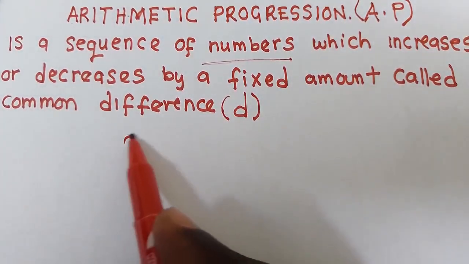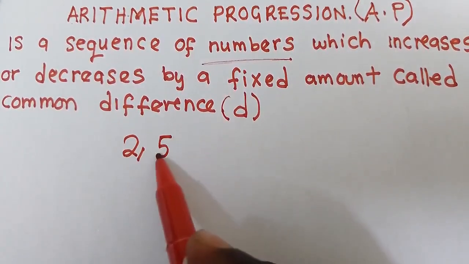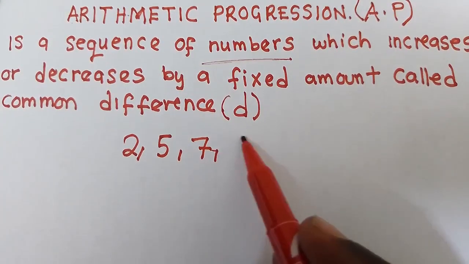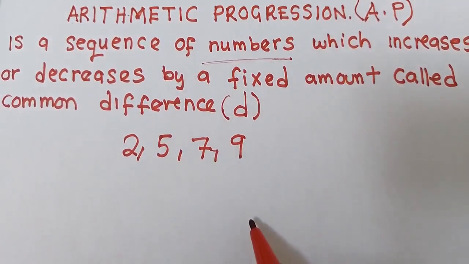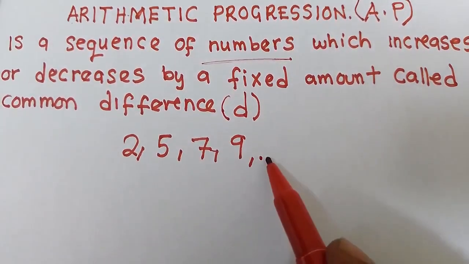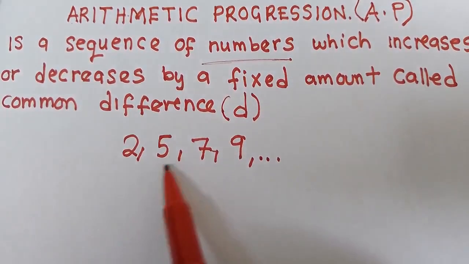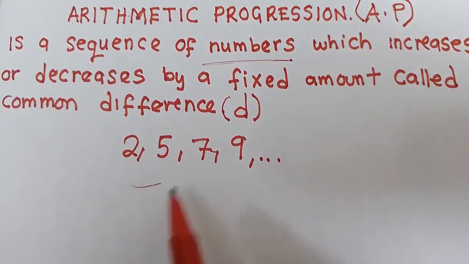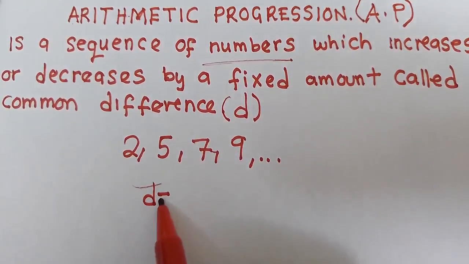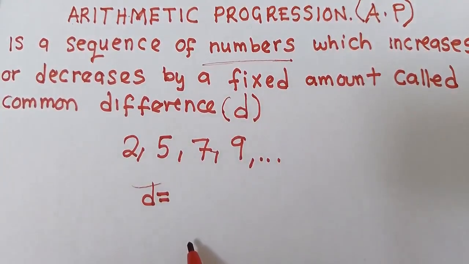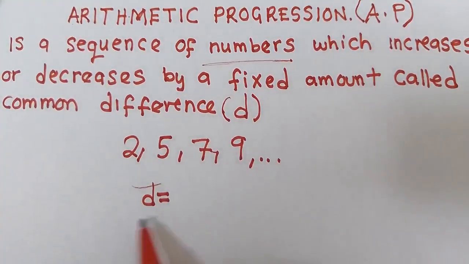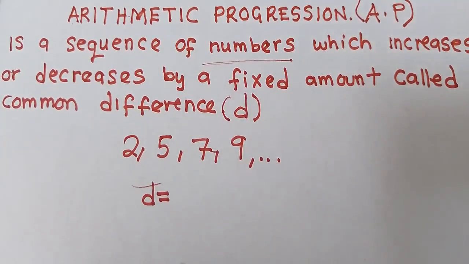So if you've got numbers here, let's say you've got 2, 5, 7, 9 like this, you are able to tell that these numbers are increasing by a fixed number, which we are calling the common difference. So the symbol is what? The symbol is D. So how can you calculate this common difference?